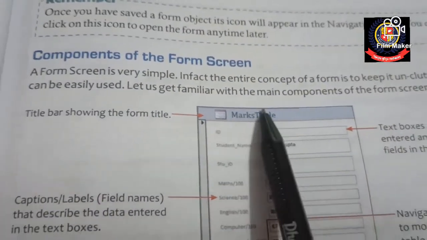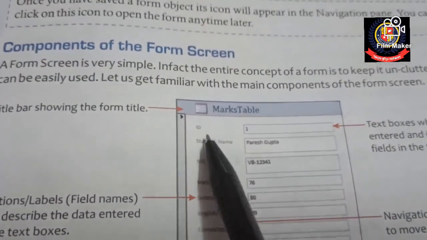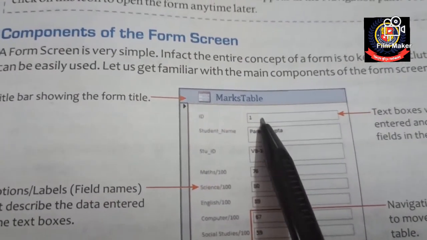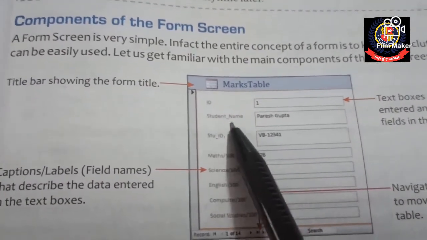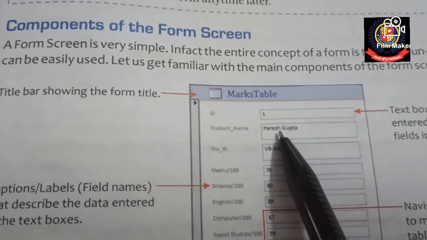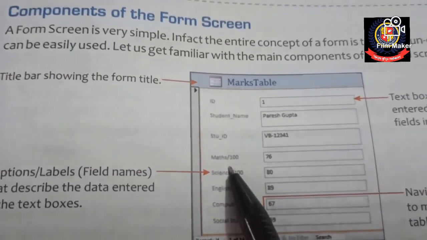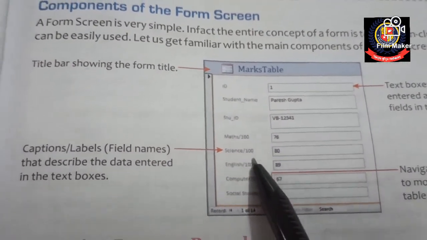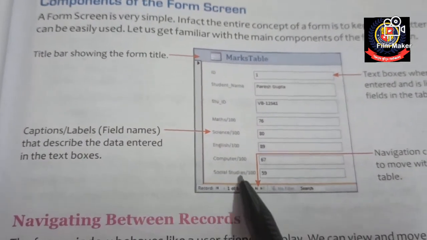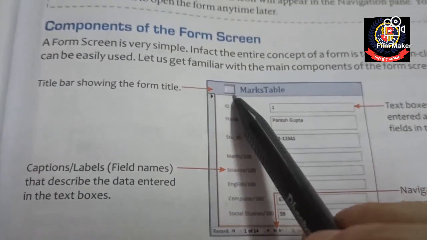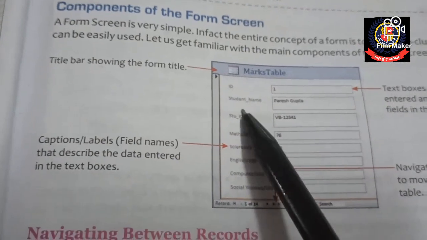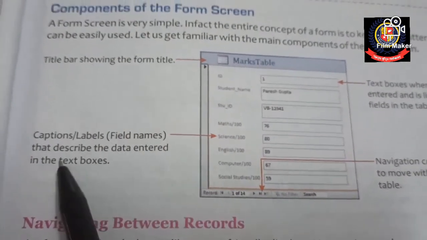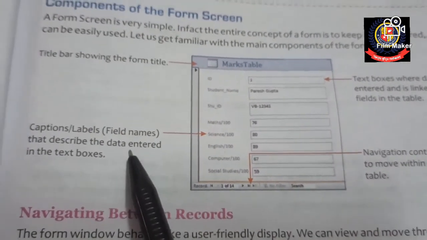The title bar shows the form title, and these are the captions, like this ID. In this field we have to mention the ID, then the student name, then here we have to mention the student name, the student ID, then maths out of 100, science out of 100, English, computer, then social study. So what are these? These are the captions or the labels, or you can say the field names, that describe the data entered in the text boxes.